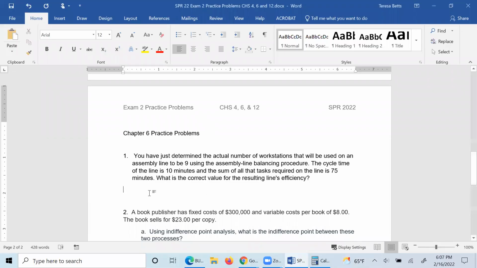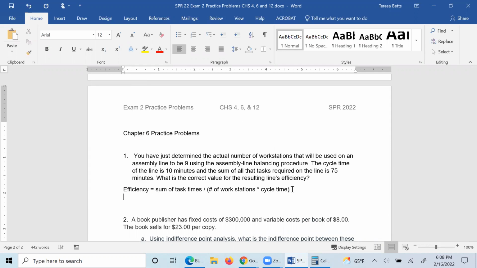So to get to that efficiency, we have to remember that our efficiency is equal to the sum of the task times divided by the number of workstations times the cycle time. And I'll adjust this so efficiency is spelled right. Okay, so this is kind of calling on our memory to make sure that we understand that the sum of the task time says, as I go down the production line, all of the things that we have to do is going to take 75 minutes, right?